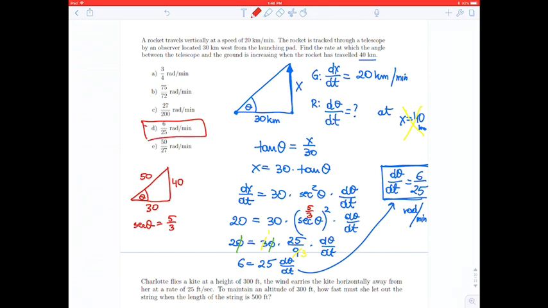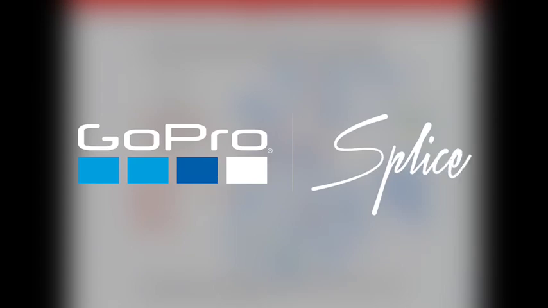Okay, we can see always the same process. Identify what is given, identify what is required, find the relationship, differentiate, and substitute all of the values.